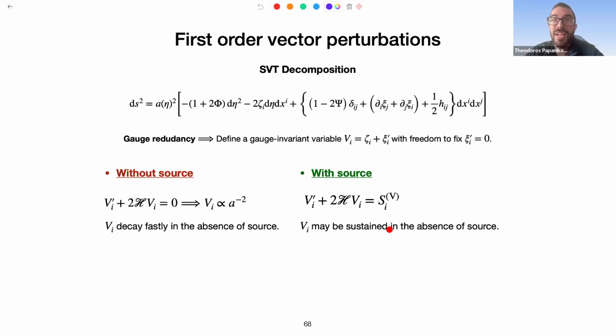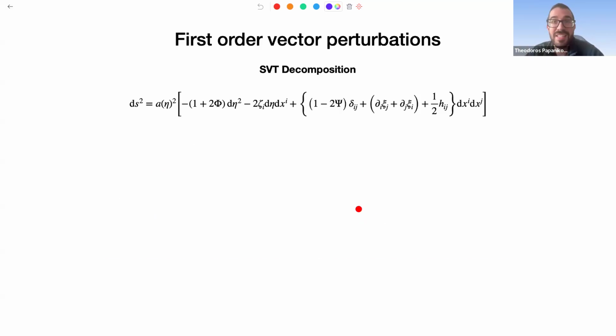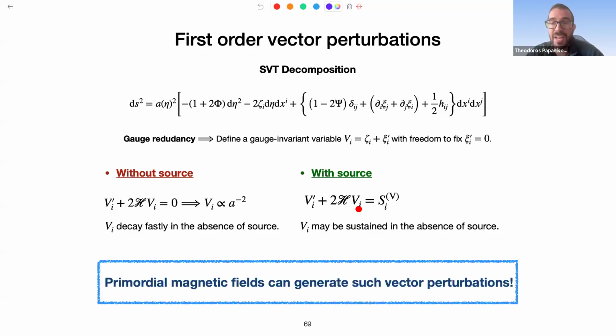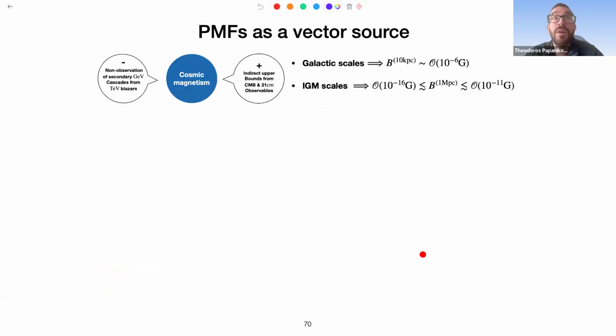this source can actually sustain vector perturbations. This is the case, as we will see in the following, for primordial magnetic fields, which can act as a source of vector metric perturbations. So before going to the technical details of our calculation, let me give a bit of context on primordial magnetism.